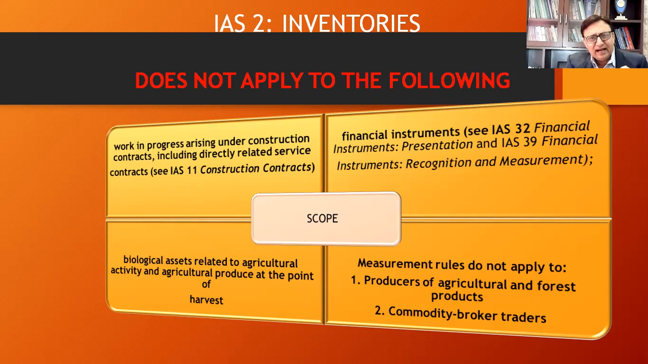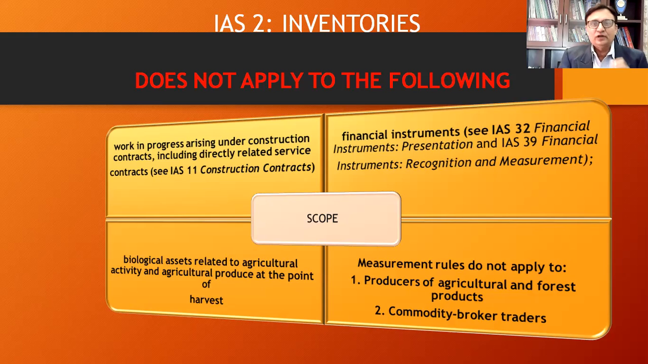Similarly, the items which are related with biological assets related to agricultural activity or agricultural produce at the point of harvest, for that IAS 41 is applicable. So measurement rules do not apply to producers of agriculture and forest products and commodity broker traders. So for that we have separate international accounting standards. Therefore this may also be said to be the scope of IAS 2.